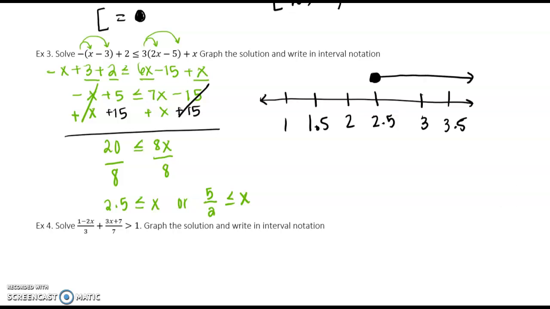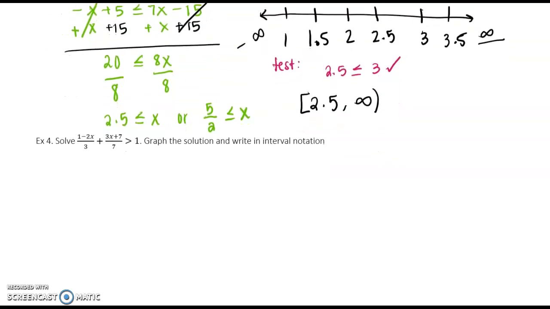And remember, you could always check or test. So let's say we do 3. Yep, 2.5 is less than or equal to 3. So we shaded in the right area. And now we're going to do our interval notation. So our interval notation, remember we start on the left, and this is infinity and negative infinity. So 2.5 to positive infinity.